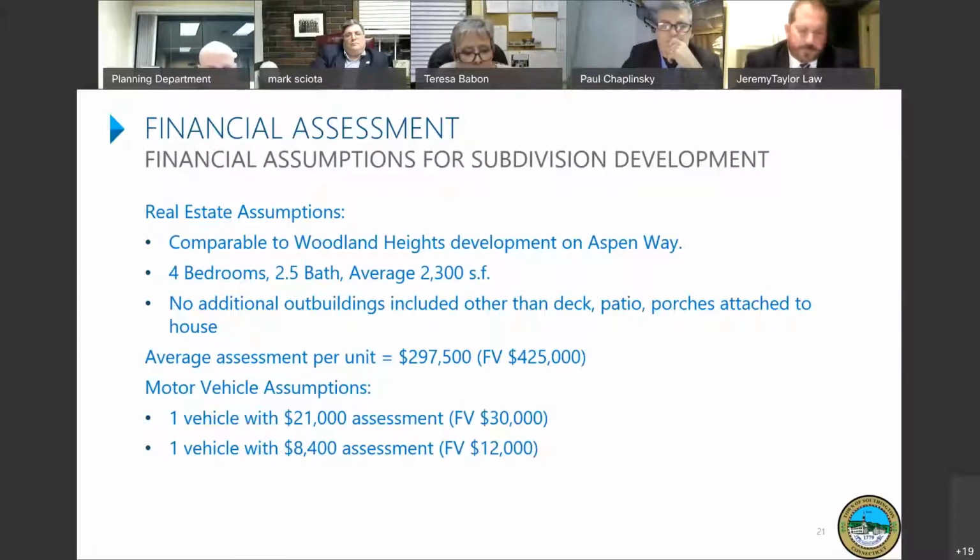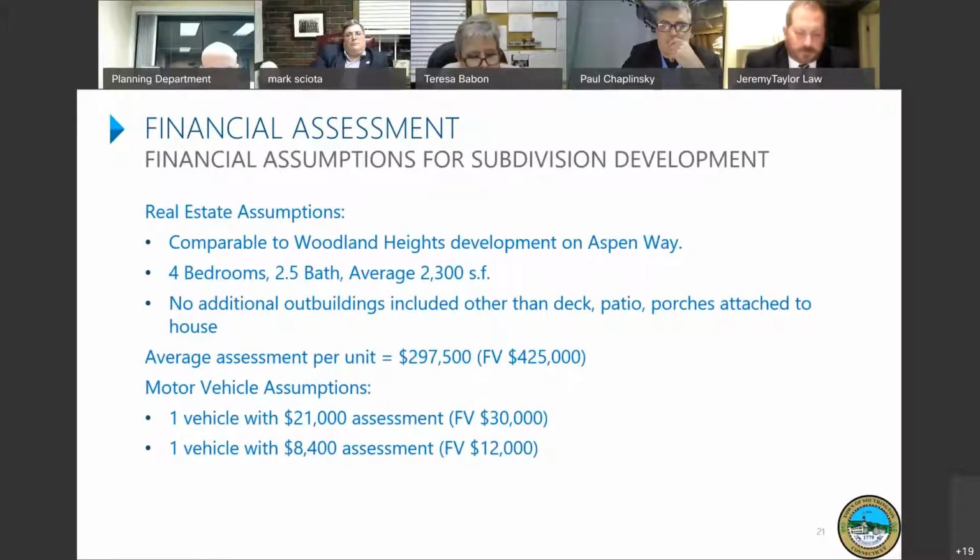It's important to note that we're not using any additional outbuilding assessment in our calculations. We're not including any sheds, additional garages, or in-ground pool areas. So the only non-living spaces we are using are the decks, patios, and porches that are attached to the homes. Therefore, our average assessment per unit at $297,500 translates into a full value of $425,000. We also had to assume a motor vehicle component of tax revenue. For that, we've assumed each unit being a two-vehicle household carrying an additional $29,400 in motor vehicle assessment.